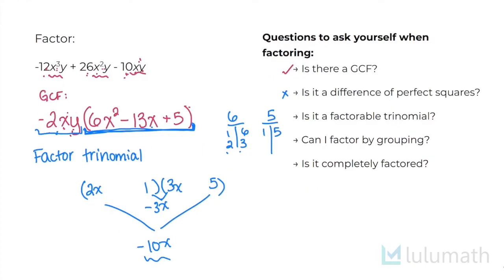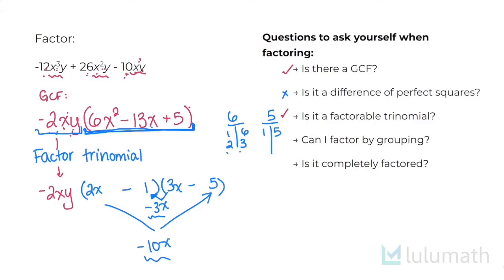Since this 10x is negative, that tells us that this 5 has to be negative. And since this 3x is negative, that tells us that this 1 has to also be negative. And again, don't forget that you always have to bring down your GCF. So I've got negative 2xy in front. So we're done with this step. It's a factorable trinomial.